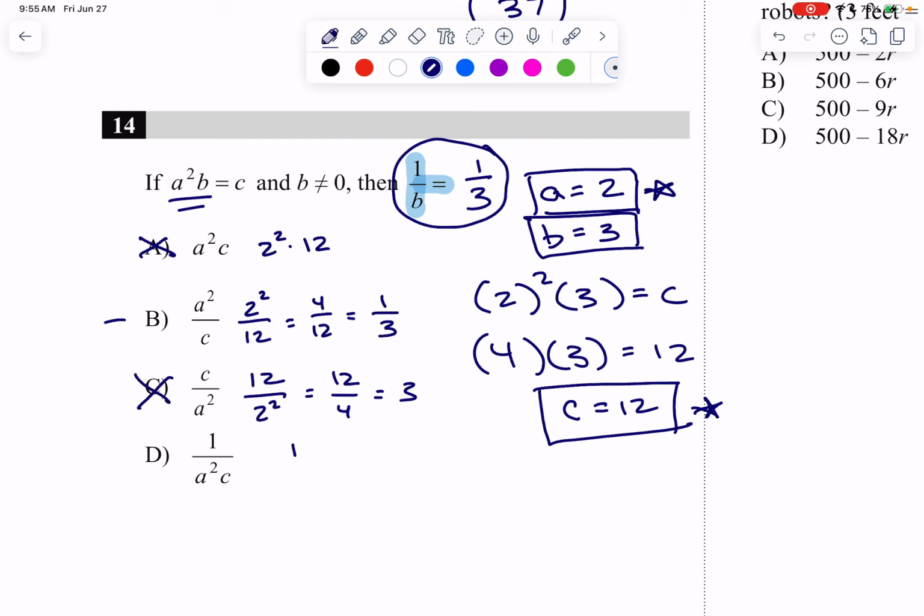And then this guy here will be 1 over 2 squared times 12. Ooh, that denominator is going to get real big. That's going to be 48. 1 over 48. That's going to be way too big. So let's cross that out. Or way too big in the denominator, making the whole fraction way too small. So we're going to go with B on this one.